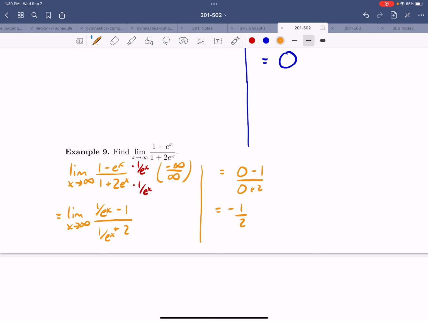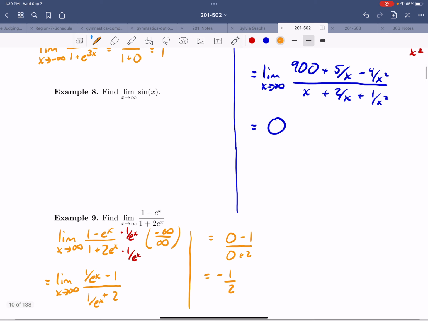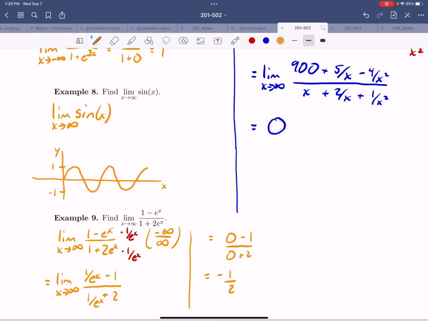Also, just to prepare you for our Friday's class, on a separate note, if you look at example 8, just one thing to note. The limit as x approaches infinity of sine of x. Well, let's just take a look at the graph of sine of x, right? Hopefully we remember this from trig class, but sine of x looks like this, right? It oscillates between -1 and 1.